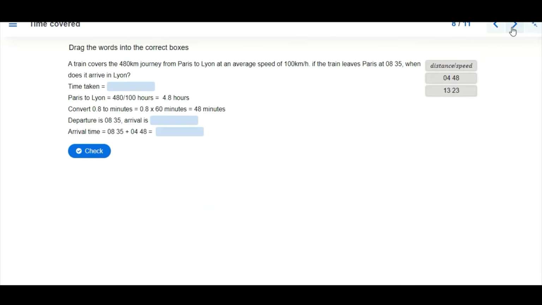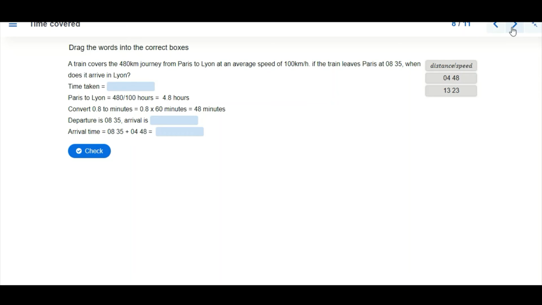Now let's look at the example that we have here. We are going to be calculating this together. A train covered the 480-kilometer journey from Paris to Lyon at an average speed of 100 kilometers per hour. If the train leaves Paris at 8:35, when does it arrive in Lyon? If you look at this time, we are reading it in the 24-hour clock. So we want to calculate the arrival time in Lyon.